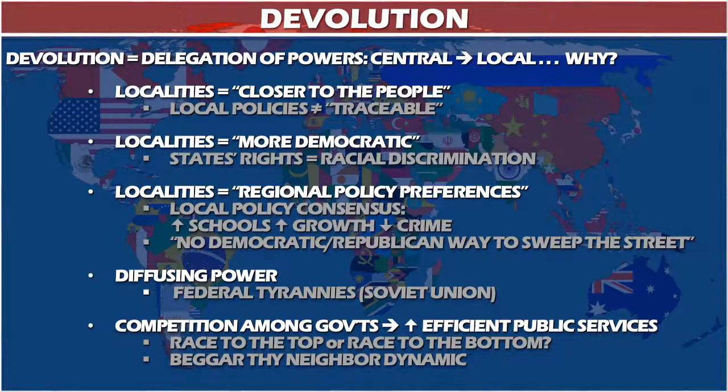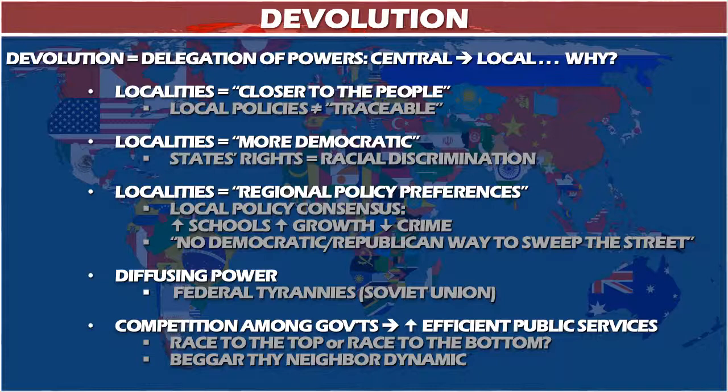Some people say that localities are more democratic. The counter-argument to that is the Jim Crow laws in the United States, where states' rights was often a code word for racial discrimination, allowing localities to be anti-democratic by any measure.